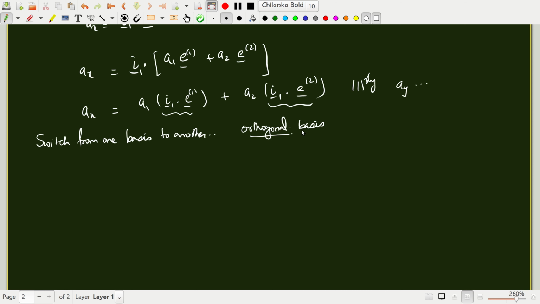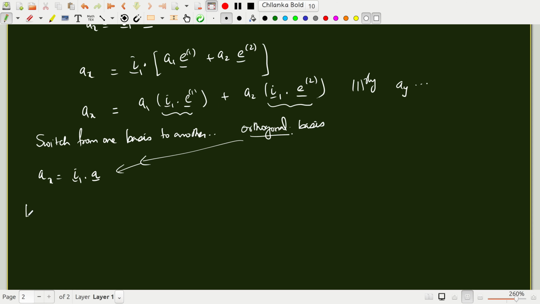Now the fact that you have an orthogonal basis allows us to find out all these coefficients in a simpler manner, because if you want to find what is AX, it is simply I1 dot A, and there is no worry about I2 here. So that is the advantage of an orthogonal basis.